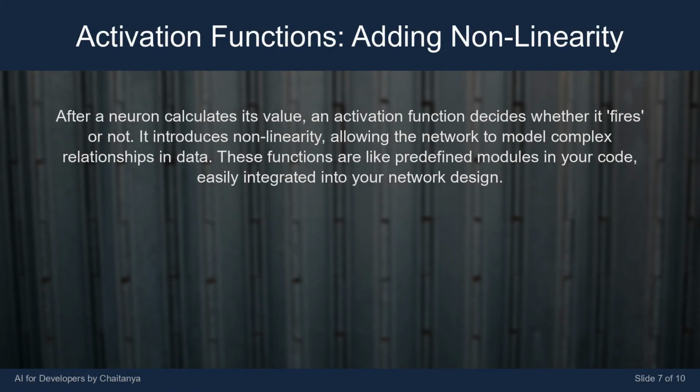After a neuron calculates its value, an activation function decides whether it fires or not. It introduces nonlinearity, allowing the network to model complex relationships in data. These functions are like predefined modules in your code, easily integrated into your network design.